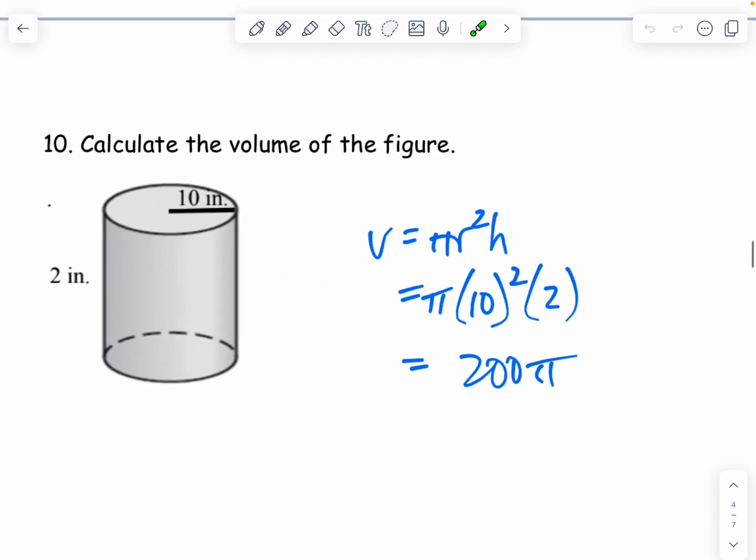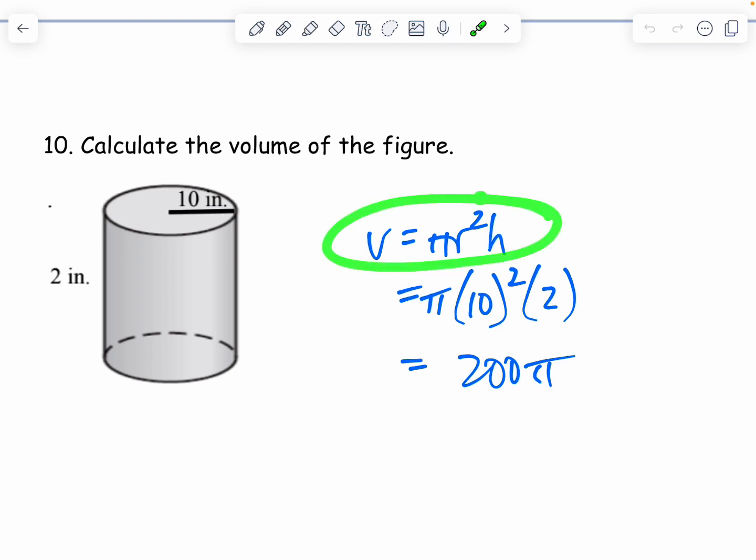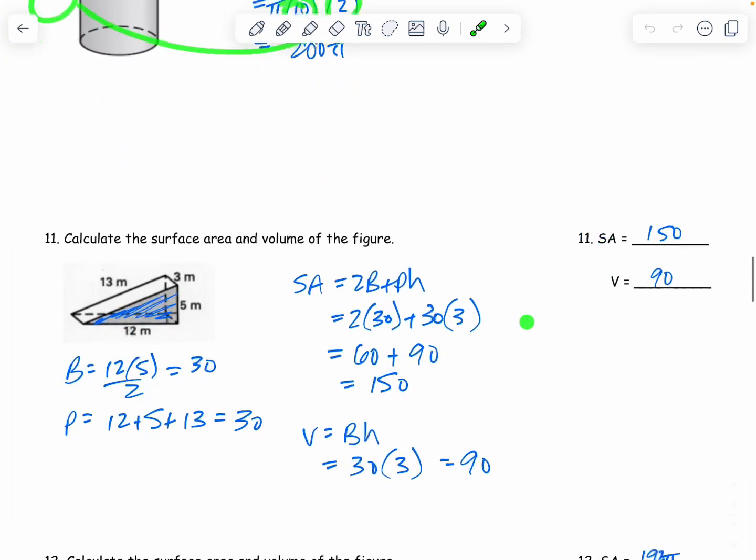Number 10 is the volume of a cylinder. So we already did the surface area of the cylinder formula. This one is for volume. And we're plugging in 10 for the radius, and we're plugging in 2 for the height, and you get 200.